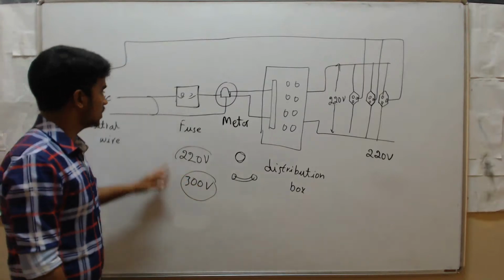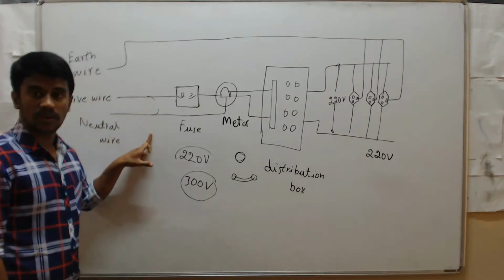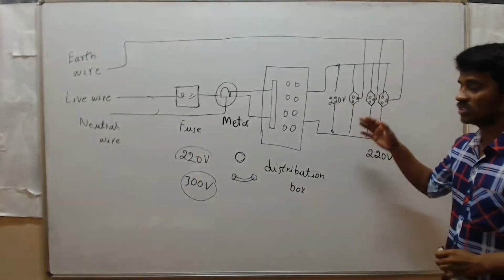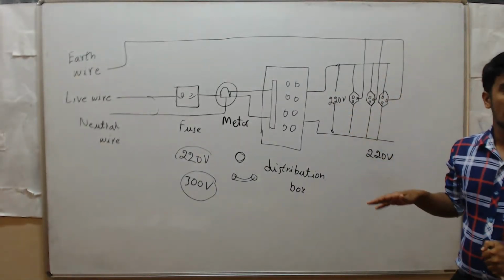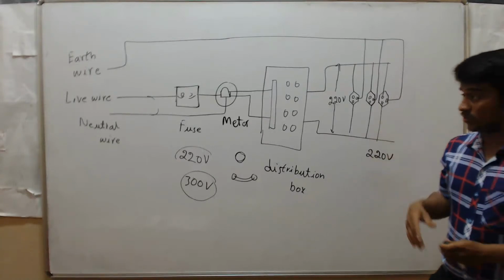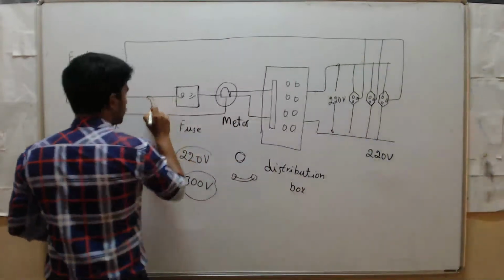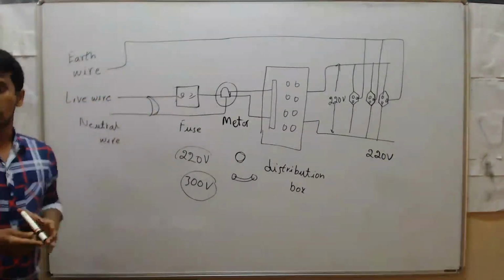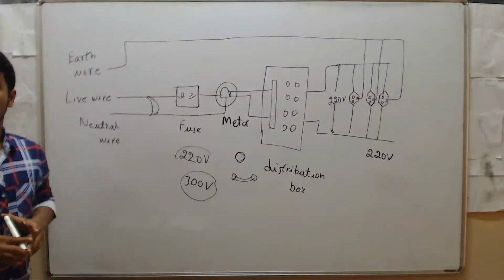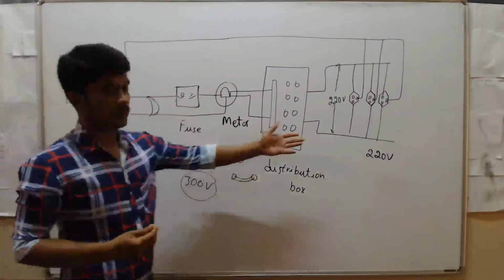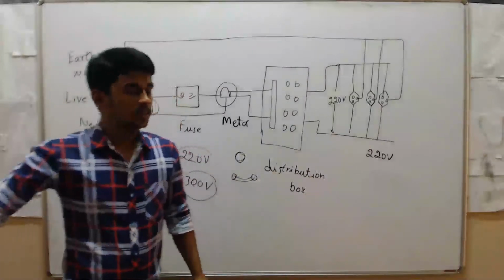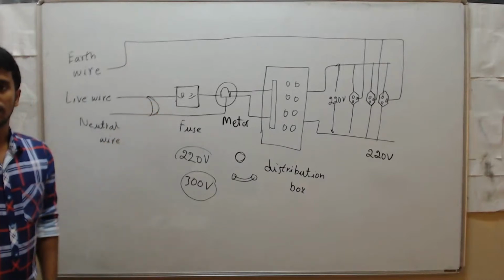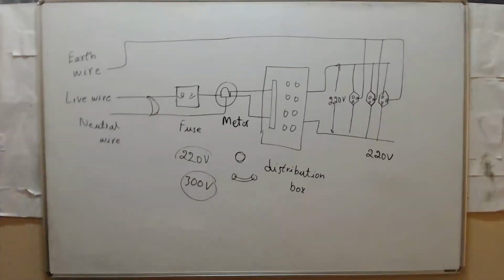That's why live and neutral are connected through conductors, and these conductors reduce that flow. Suppose you connect these two directly, there is a sudden movement of electrons from the live wire to the neutral wire, which causes more heat and everything will burn. So don't connect the live wire and neutral wire directly. So clear?